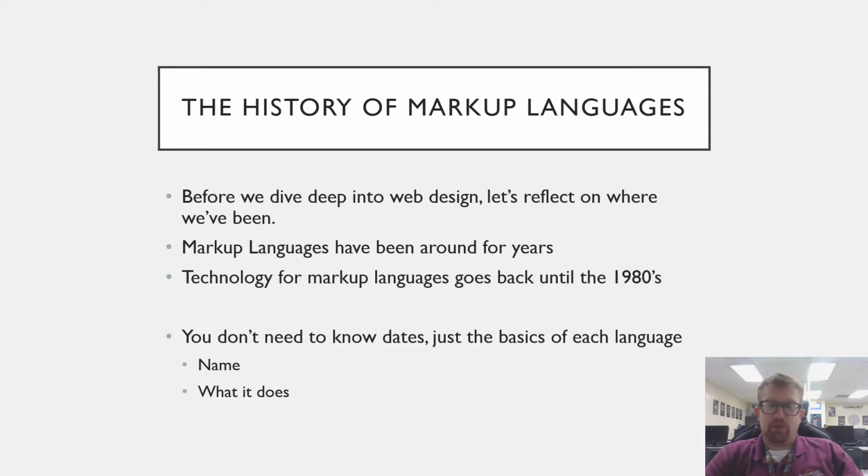All right, so today's lesson is going to focus on the history of markup languages and HTML, and it's going to take us from the past and bring us to today. Okay, so let's reflect on where we've been. Markup languages have been around for years, and the technology goes back to about the 1980s. You don't need to know any dates here. You just need to know the basics of each language, the name of it, what it does, and what it was known for.